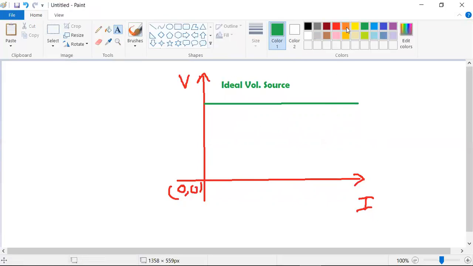Then let me draw the ideal current source. In this ideal voltage source, V is equal to Vs. Output voltage, let me draw that line carefully. This is V naught equals Vs. Output voltage is equal to input voltage. V naught is equal to Vs.